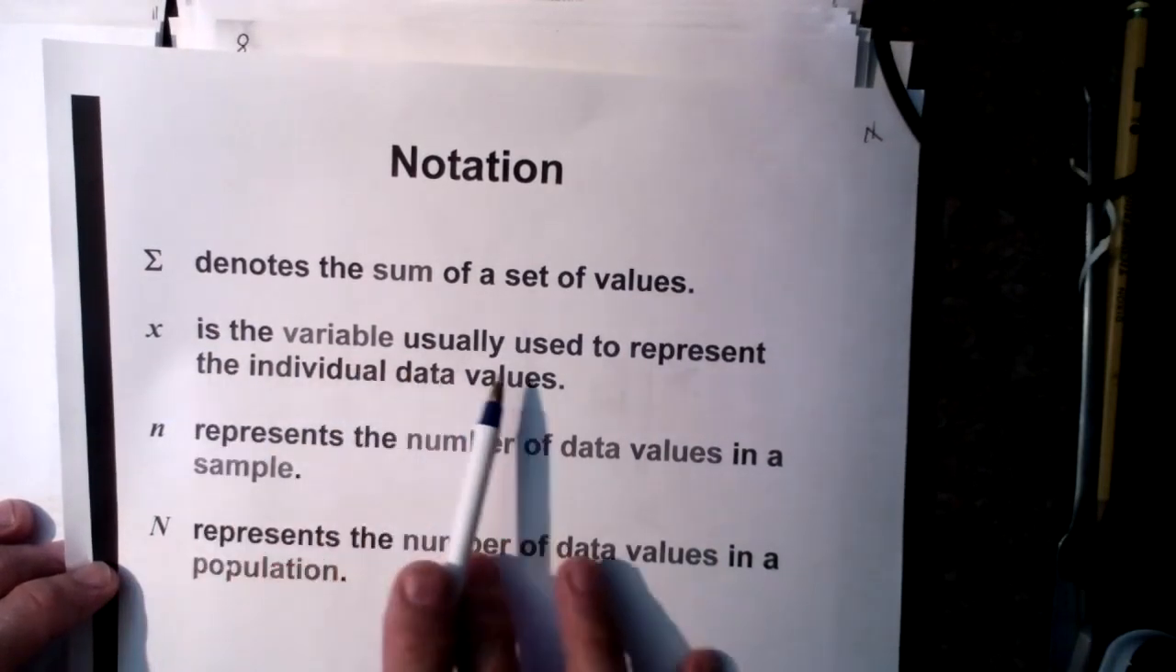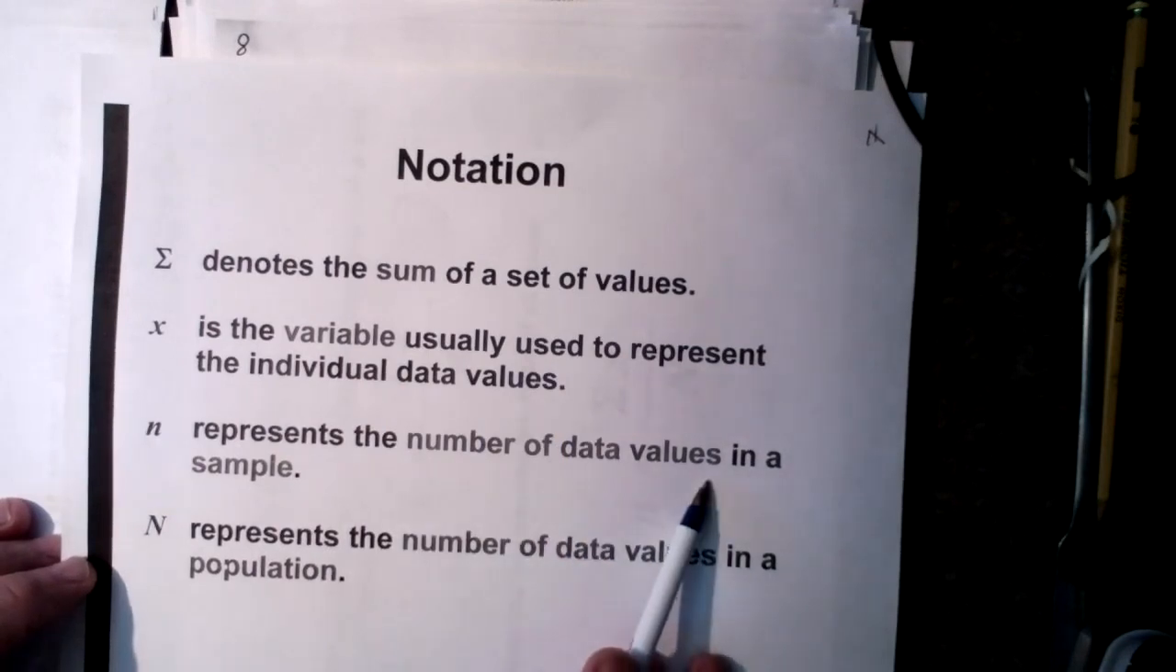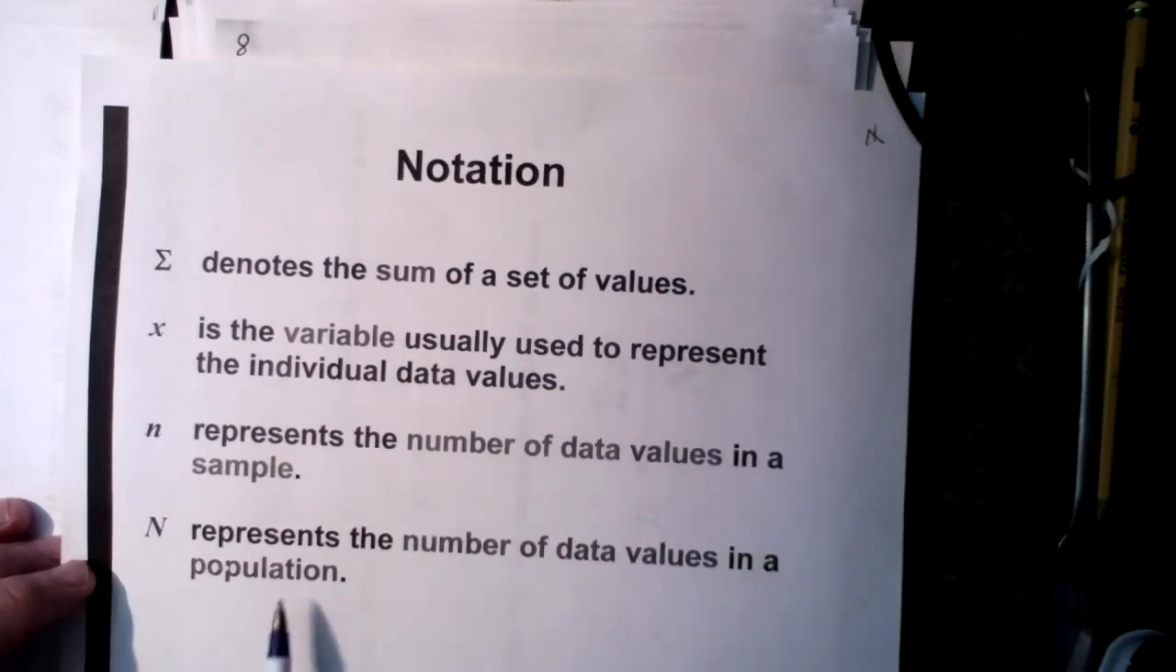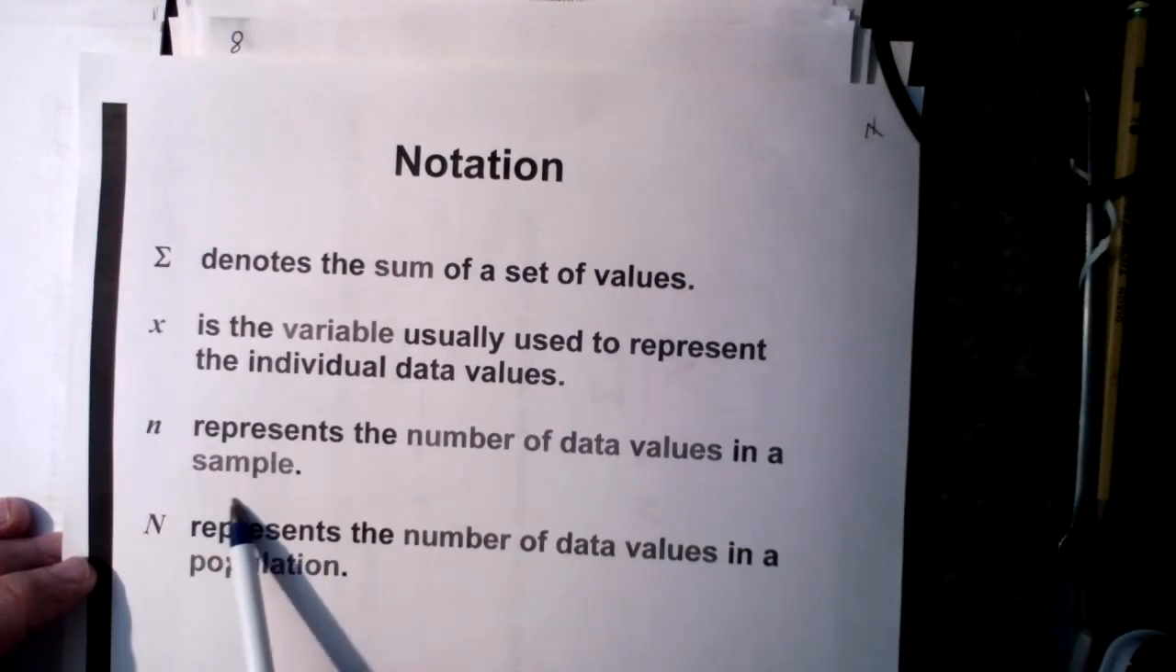X is the variable usually used to represent an individual. n is the number of data values. N is the number of data values in the population. So if you have the little n, that's the sample. Capital N is the population.